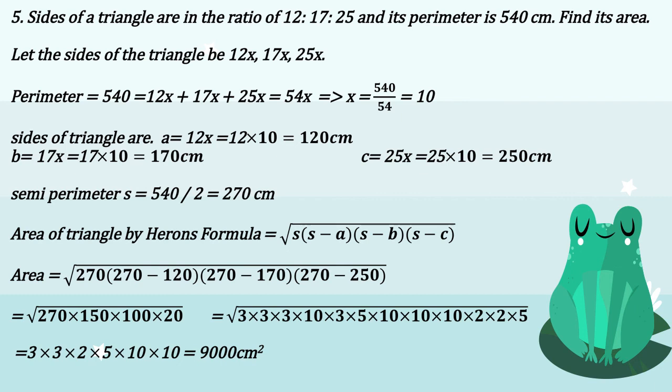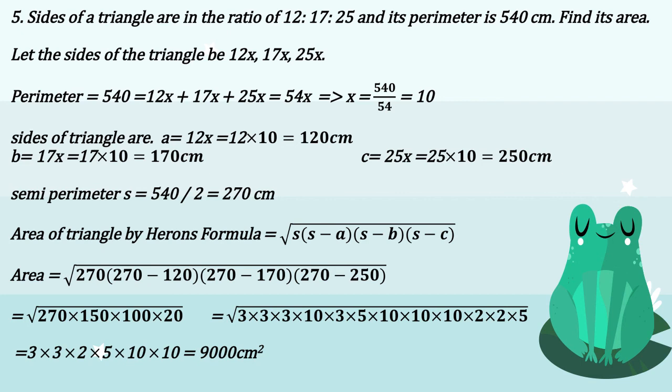Now I have all the sides. I have the perimeter, so I can calculate the semi-perimeter. Semi-perimeter is equal to perimeter divided by 2. So this is 540 divided by 2, which is equal to 270 centimeters. Now I have all the values.